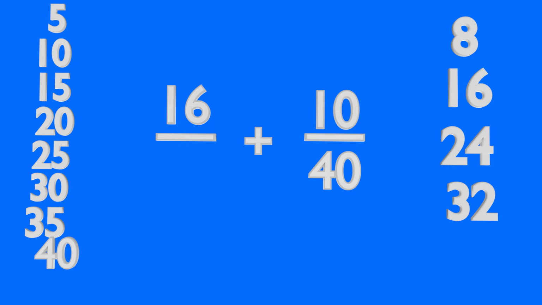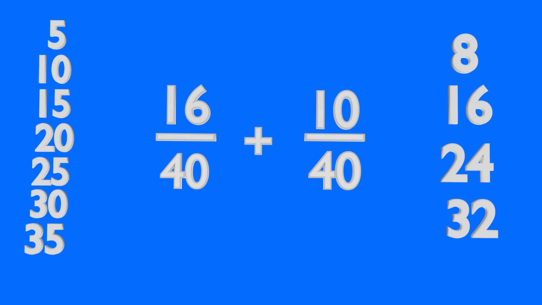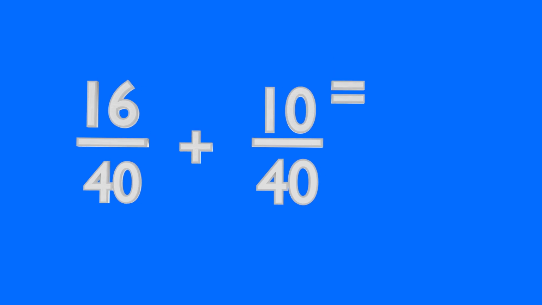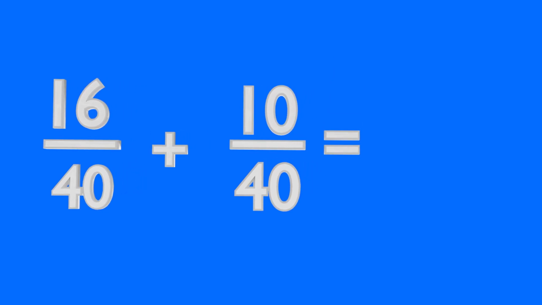Now we can add these two fractions together. And when you add two fractions with like denominators, the denominator stays the same, so the number will be over 40. And then we add the two numerators, the two top numbers. 16 plus 10 is 26.